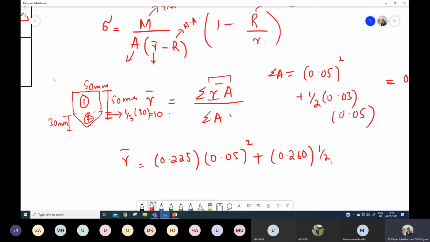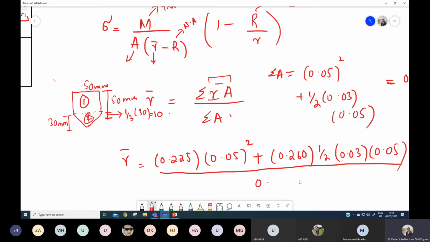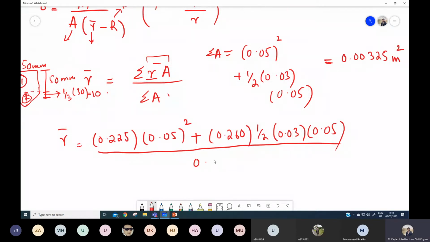And the area for the triangle is half into 0.03 into 0.05. And the total area we have already calculated, that is 0.00325. So what will be this R bar now?